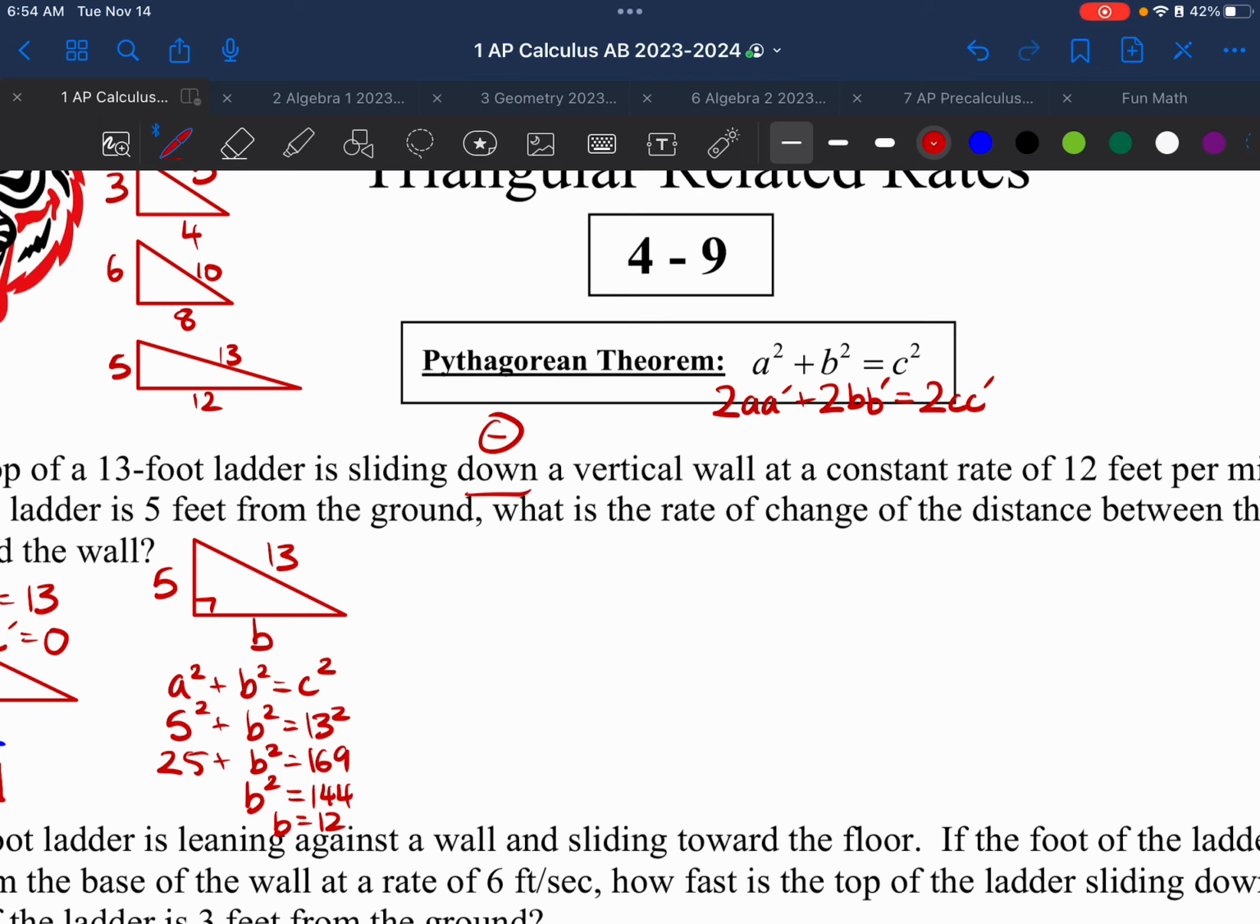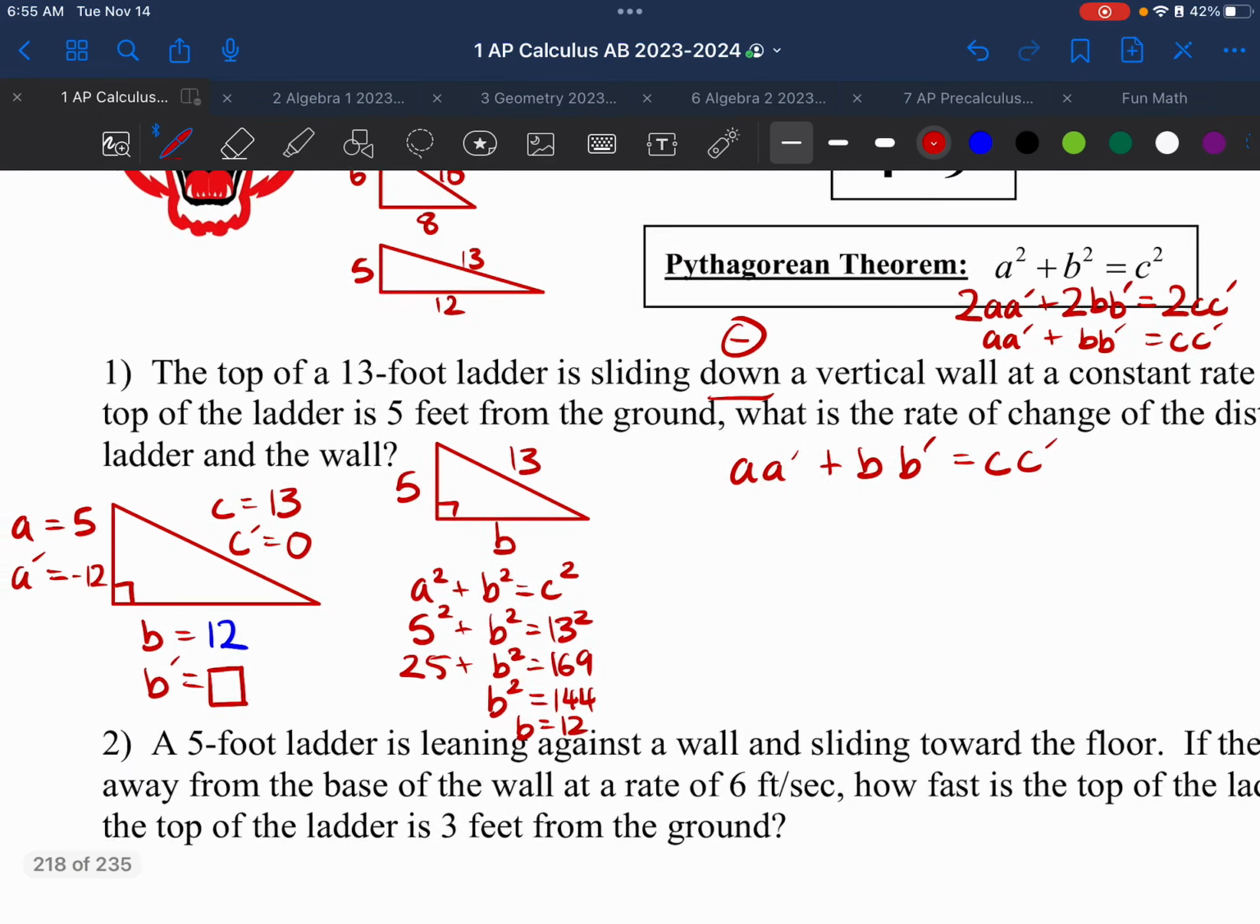If we divide everything by 2, we get a prime plus b prime is equal to c prime. This is kind of the gold standard that we're going to be using over and over again without the 2's, and that's the one I'm going to be plugging into as well. So let me set this up. I have a prime plus b prime is equal to c prime, and then from here I'm going to plug everything in. So I need to see my triangle.